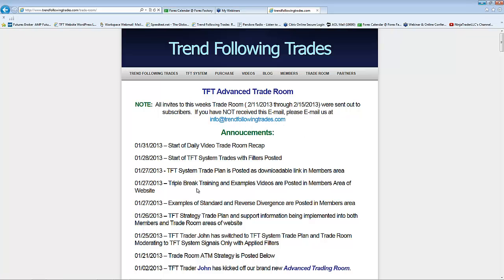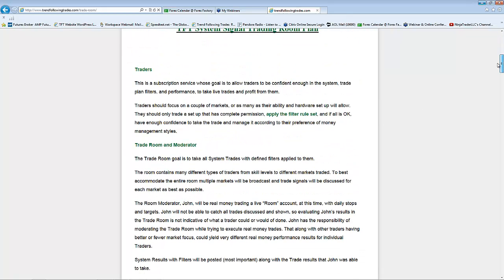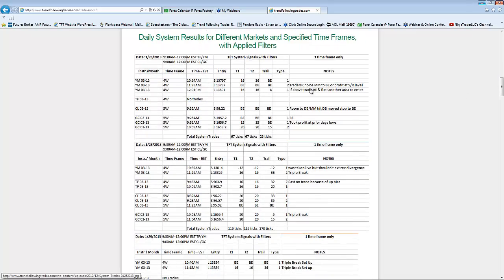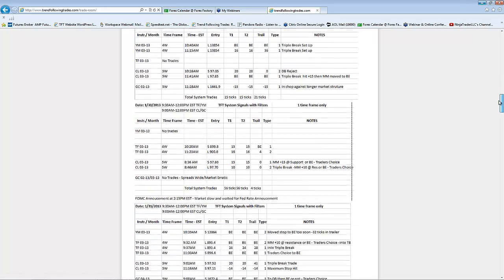And then announcements of different things that have been going on, as well as talking a little bit about myself and what I'm planning to do. And then we're actually posting system trades with filters, ones that I call out, and these are only during room hours. So I'm not doing this in hindsight. Well, some of it's after the fact because it's not markets that I'm looking at, but I am following a very strict rule set that is posted to members in the members website area.